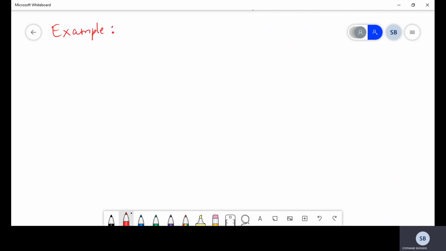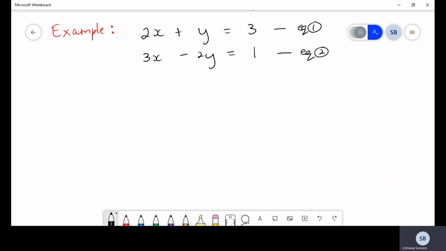They just clarify everything. So let's just say we had a system of equations 2x plus y equals 3, and we had 3x minus 2y is equal to 1. This is our equation 1, and this is our equation 2. Breathe. Take a deep breath.